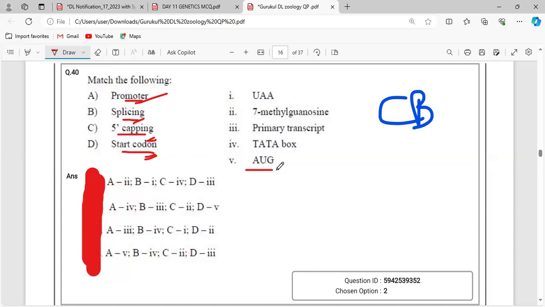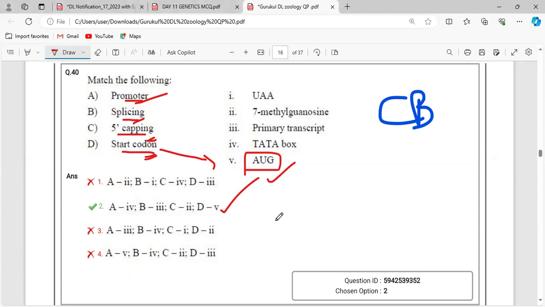Start codon is AUG. What is the name of an amino acid which is going to code for this AUG? Very good. Methionine. Okay. So if you know this thing, you can easily come up with one answer as B.